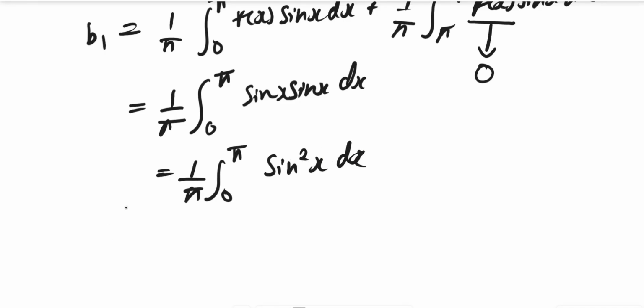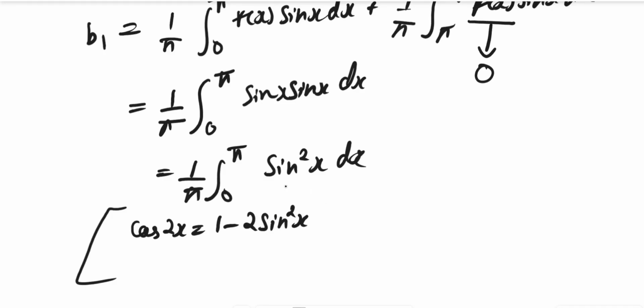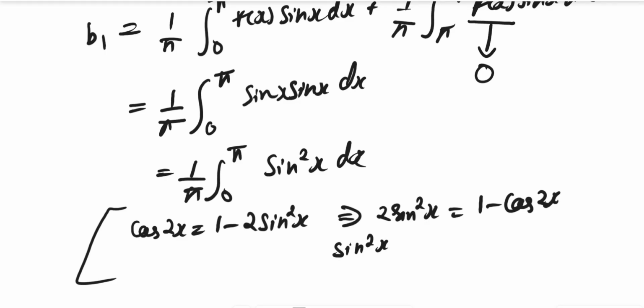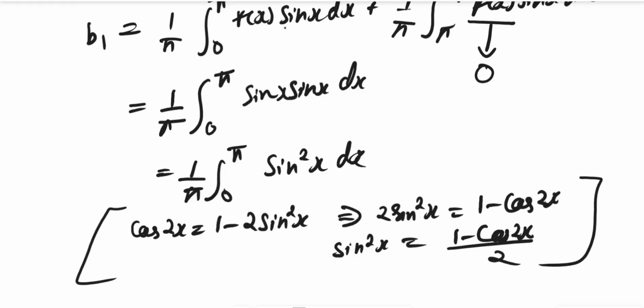Now to solve this, we should know one more trigonometric identity, that is cos 2x is equal to 1 minus 2 sin square x, which we convert into the form of sin square x. So 2 sin square x is equal to 1 minus cos 2x, and sin square x is equal to 1 minus cos 2x divided by 2. Using this we will solve this integration.